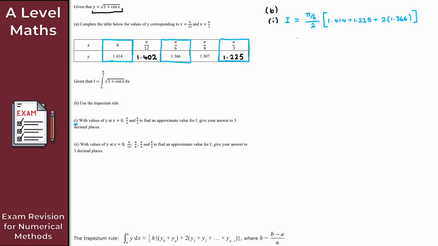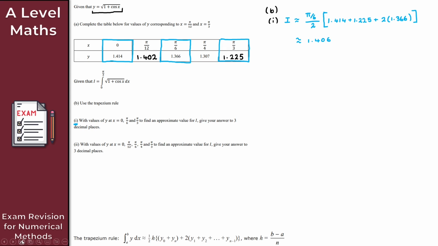Okay, so at this point, just put all of this into a calculator. And if you do this correctly, obviously just make sure that you give your answer to 3 decimal places, then what we should obtain here is 1.406. Okay, and that is to 3 decimal places.